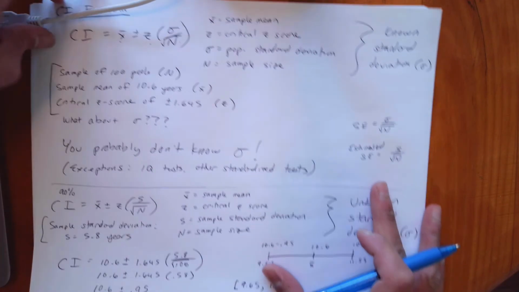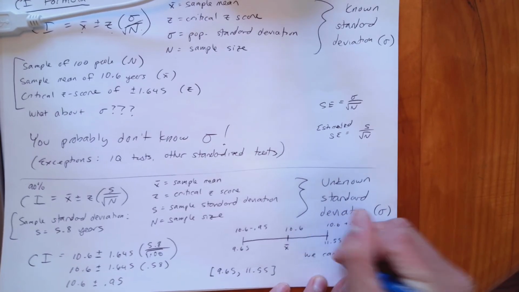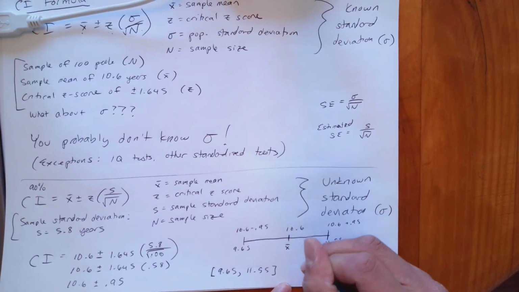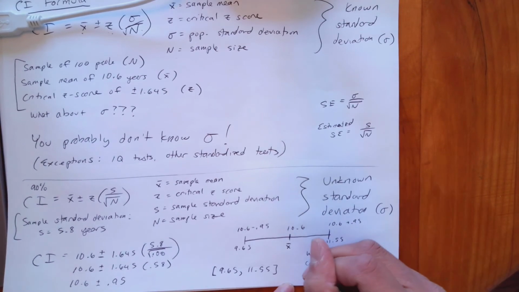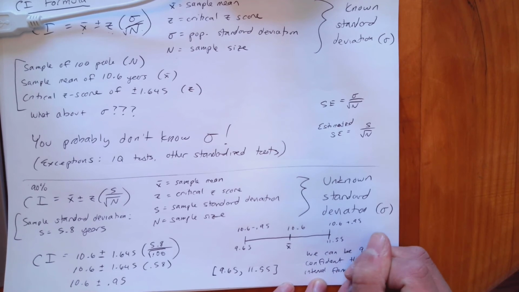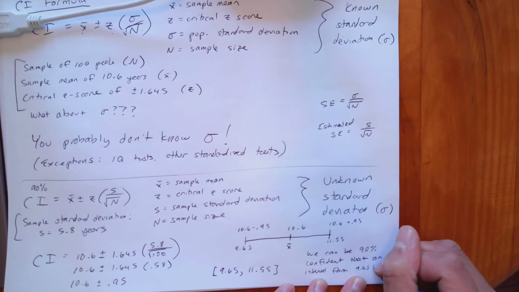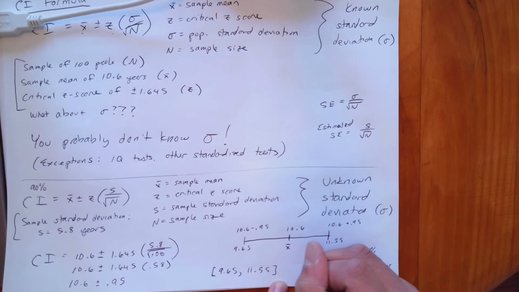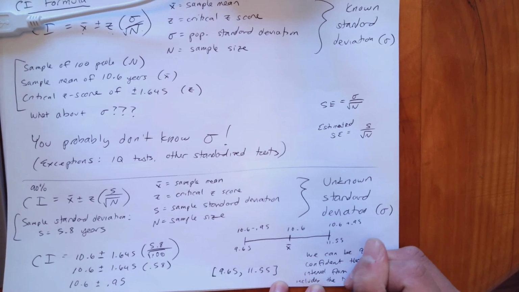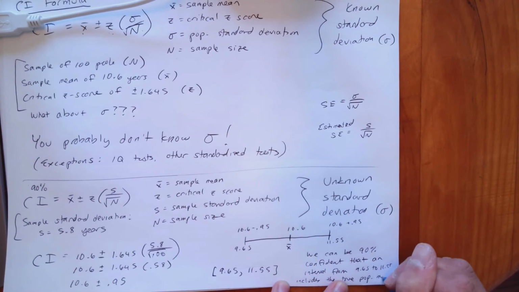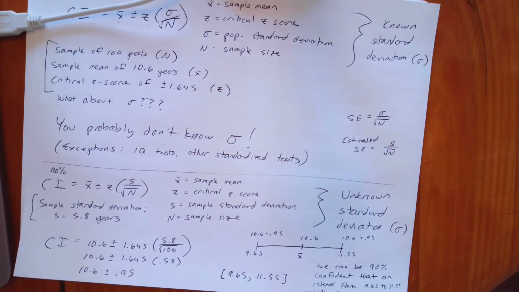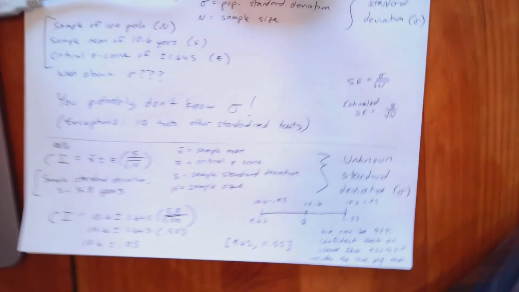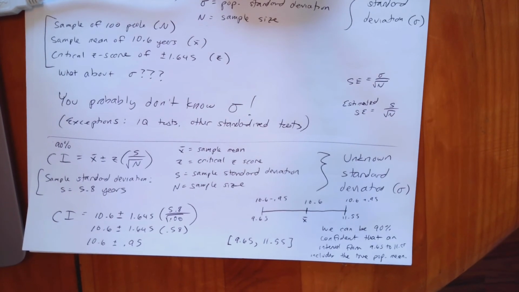And the way we would describe this is that we would say we can be 90% confident that an interval from 9.65 to 11.55 includes the true population mean. So in the United States as a whole, we can be 90% confident that this range from 9.65 years to 11.5 years includes the true preferred sentence for robbery.